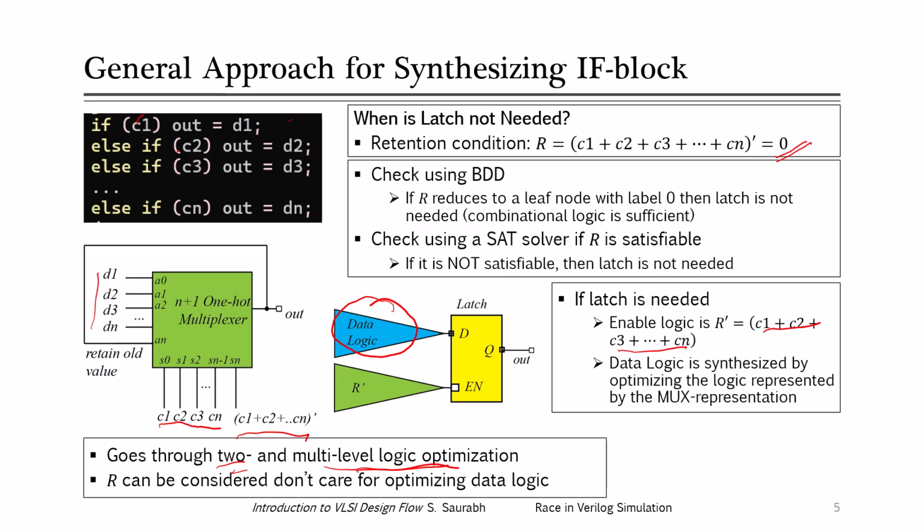Once we have done the RTL synthesis and logic optimization, the synthesis tool will do technology mapping, and it will map the synthesized netlist, which is in terms of generic gates, to a netlist in terms of the standard cells given in the technology library.